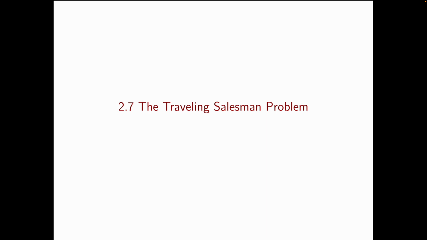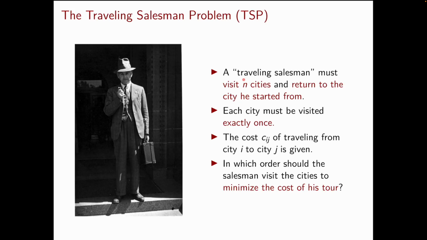In this video, we discuss the traveling salesman problem, which is one of the most famous problems in combinatorial optimization and integer programming. In the traveling salesman problem, we have a traveling salesman who must visit n cities and return to the city he started from. The traveling salesman must visit every city, and must visit each city exactly once.